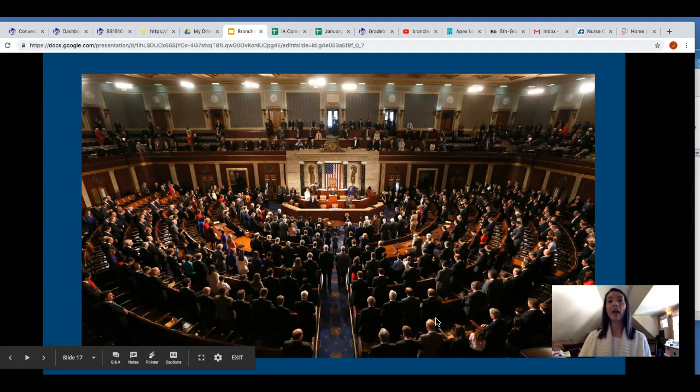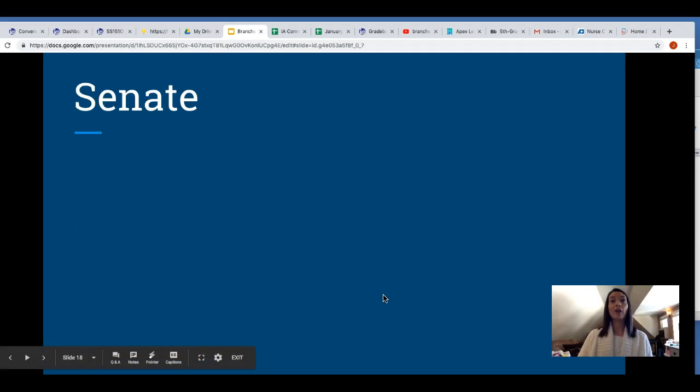And there we have congressional chambers where they discuss the laws and then they make votes. Maybe you've seen this on TV before too. Okay, first we're going to learn about the Senate.